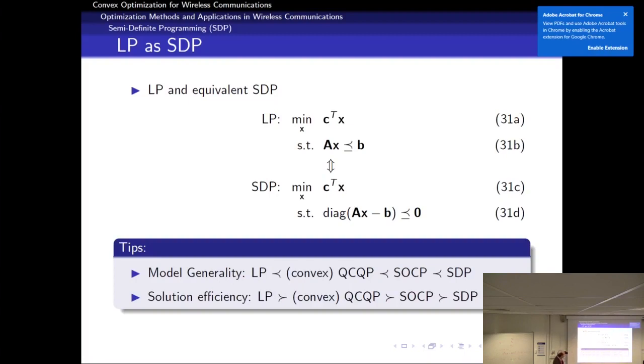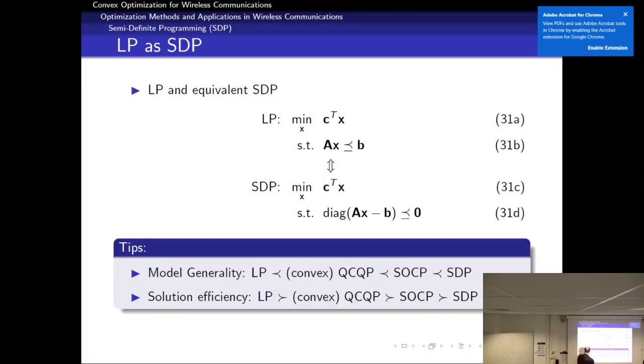Instead of having a set of linear inequalities, I can form a diagonal matrix by saying I bring B on the other side. Now I have a vector here, and I create a matrix from this vector that is the diagonal of this. So the entries of that vector become the entries of that diagonal matrix. And so I've now created a matrix, and I'm saying that matrix has to be semi-definite negative.